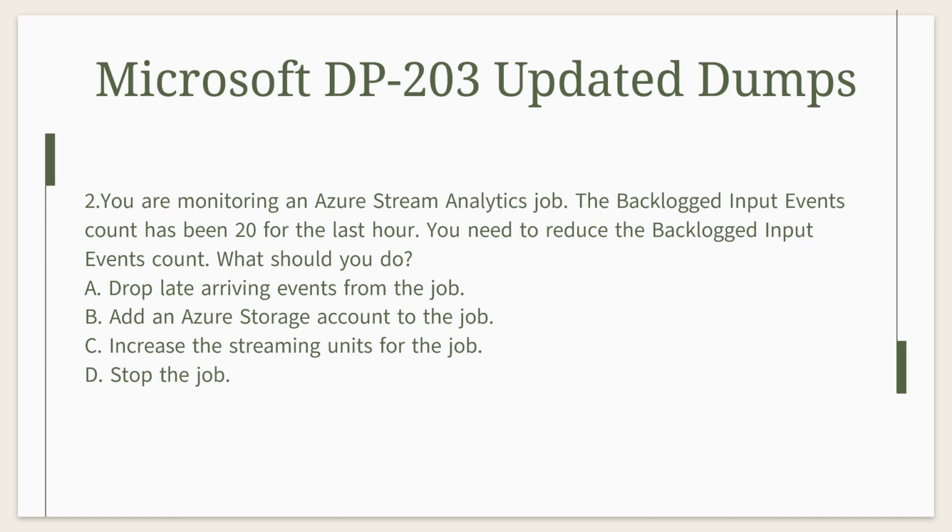2. You are monitoring an Azure Stream Analytics job. The backlogged input events count has been 20 for the last hour. You need to reduce the backlogged input events count. What should you do? A. Drop late arriving events from the job. B. Add an Azure storage account to the job. C. Increase the streaming units for the job. D. Stop the job.